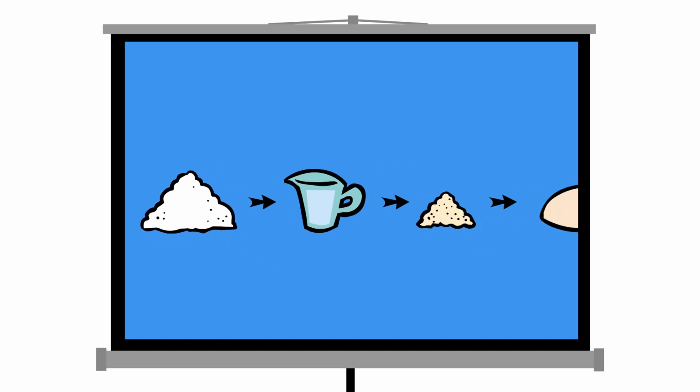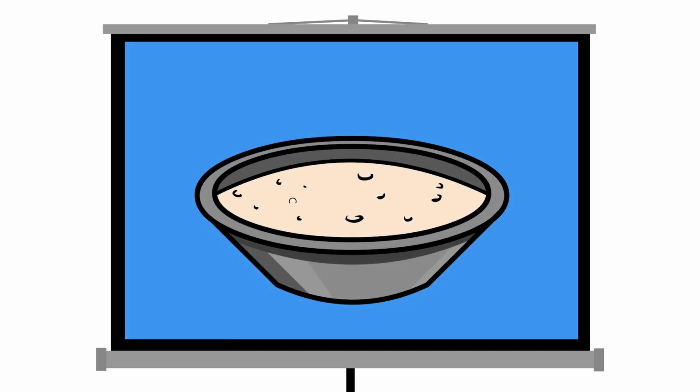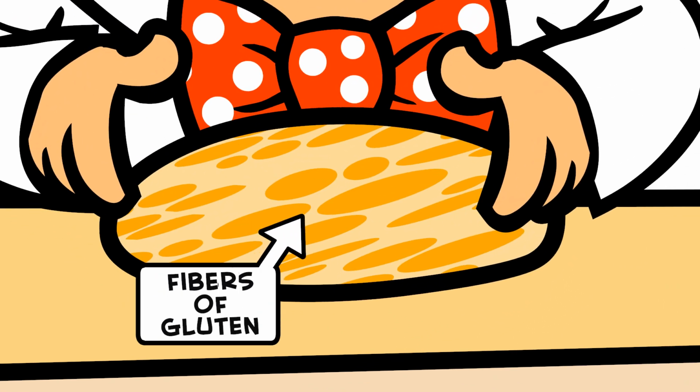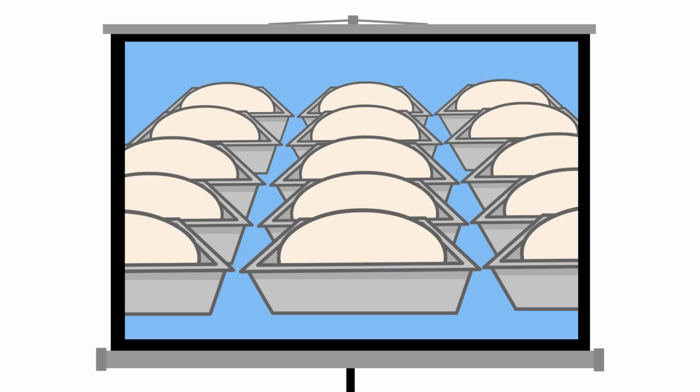The flour is then taken to a bakery where it is mixed with water and yeast to make dough. Yeast is made up of millions of tiny living organisms that, in a warm, moist environment, convert sugar in the flour into bubbles of carbon dioxide gas. Kneading the dough tangles together stretchy fibers of gluten, trapping the gas bubbles and making the dough rise and expand.